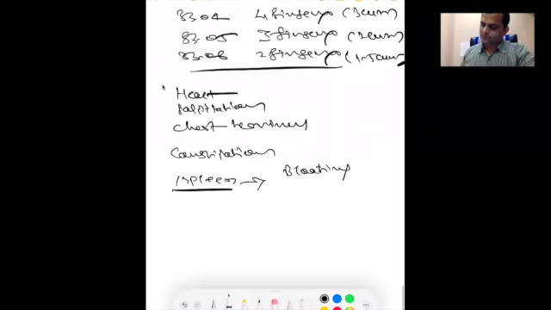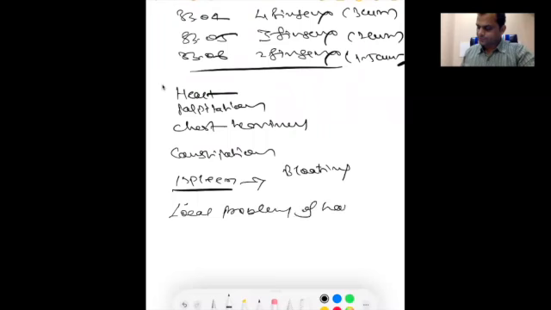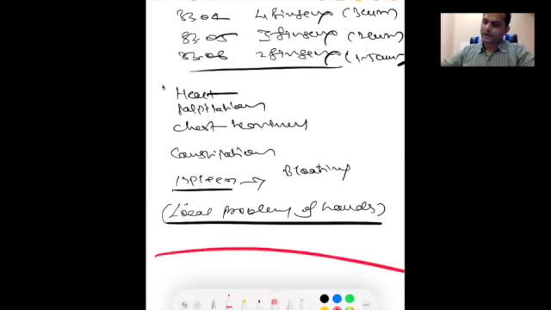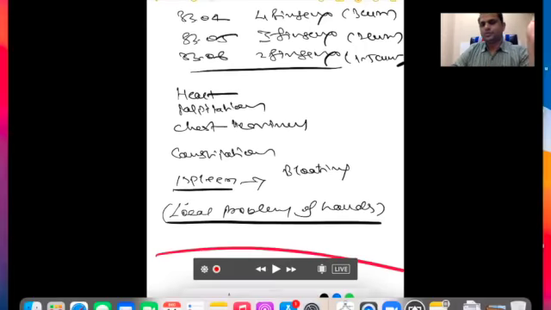If someone is suffering with a local problem of the hands, like having some pain, then also we can use these points. So these are called fire points. Let's see the practical demo once again.